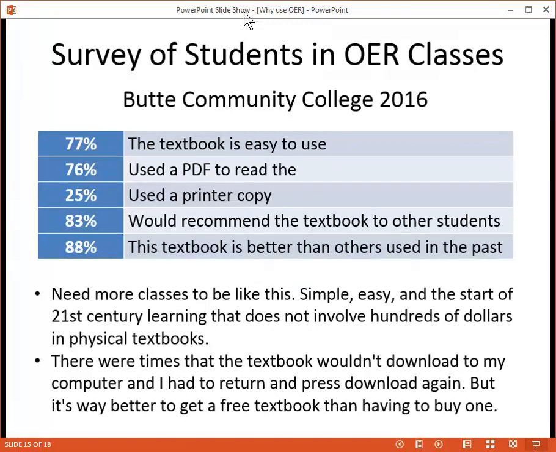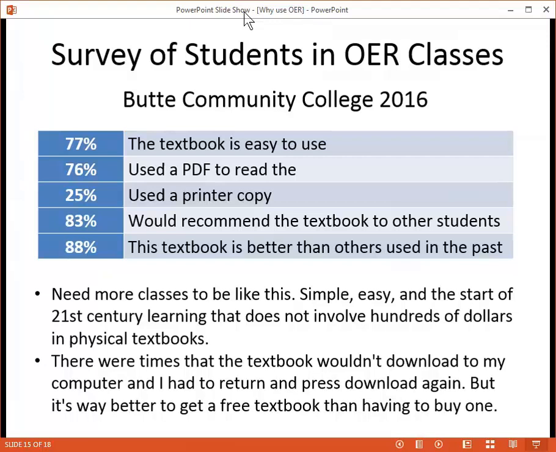We also asked how they accessed the book. So 76% said they used the PDF, 25% said they used a print copy. And so again, if we're looking at is it important to provide print copies, this does seem to show that a significant number of students do want the print copy. And back to the student experience, 77% said it was easy to use, 83% said they would recommend the book to others, and 88% said that their open book was better than others used in the past.